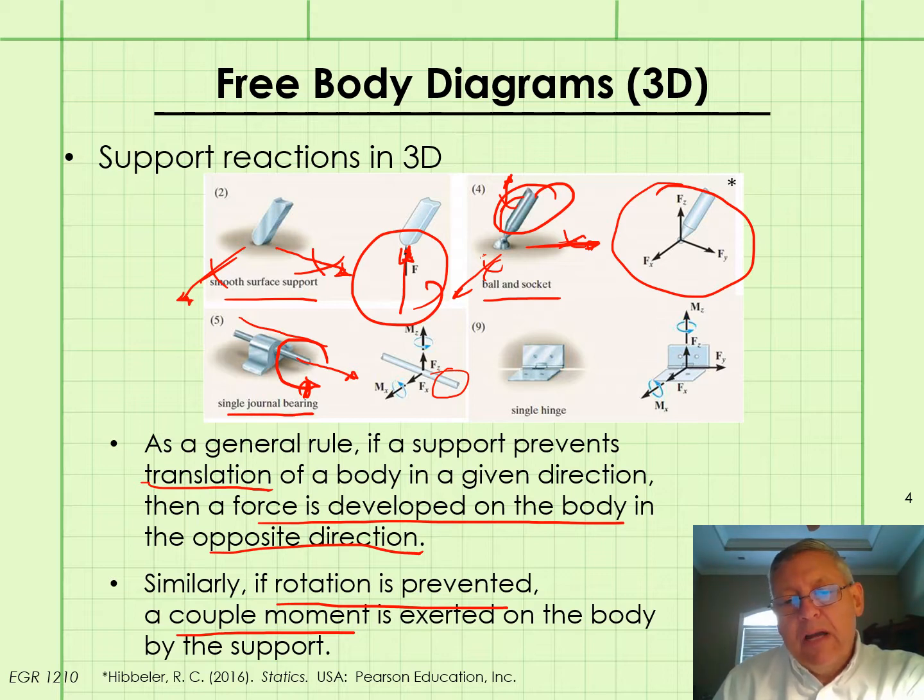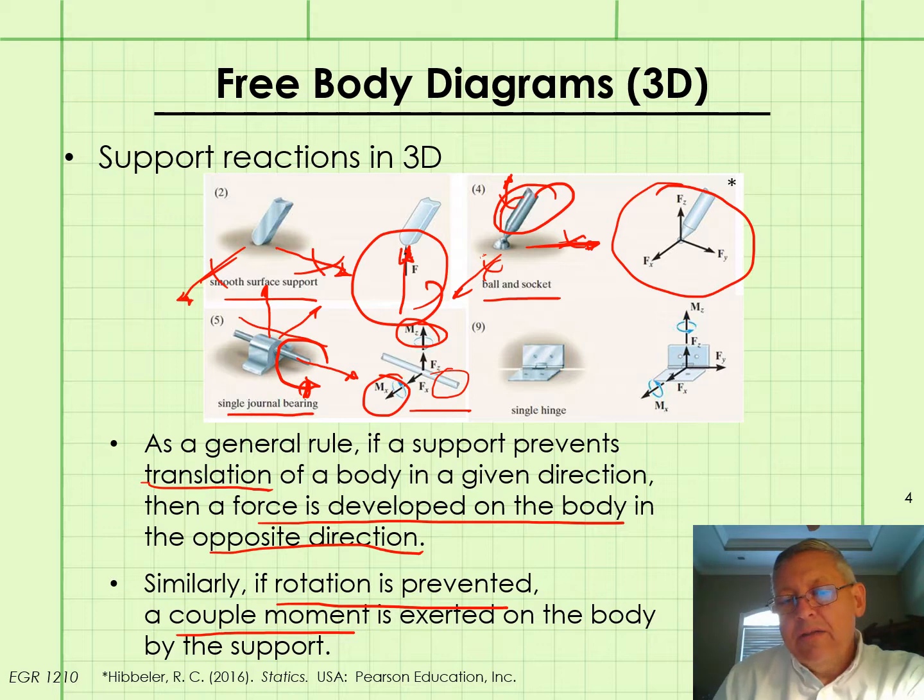but it does provide a restrictive couple moment in both the axes perpendicular to the shaft, shown here, and you can see that it also keeps the shaft from moving in this direction, sideways or up and down. Okay, so here we've got 4 of the 6 reactions with a single journal bearing.